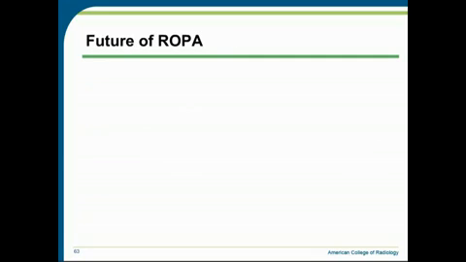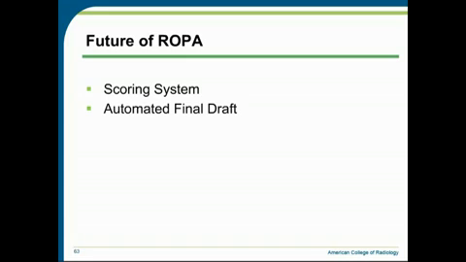So what do we see for the future of ROPA? Well, we would like to come up with a scoring system so we can grade you and show where the problems were. We also want an automated final draft so the reports can go out quicker. It would be nice to find out immediately, maybe within a couple of days, if you've been accredited or not. But my goal is to try to get it to less than 4 weeks.